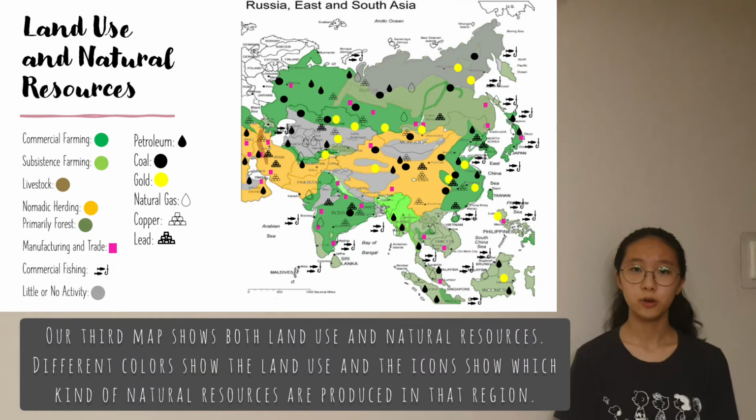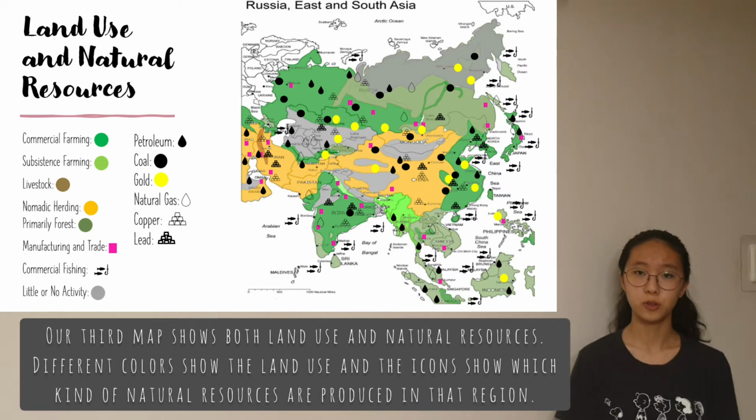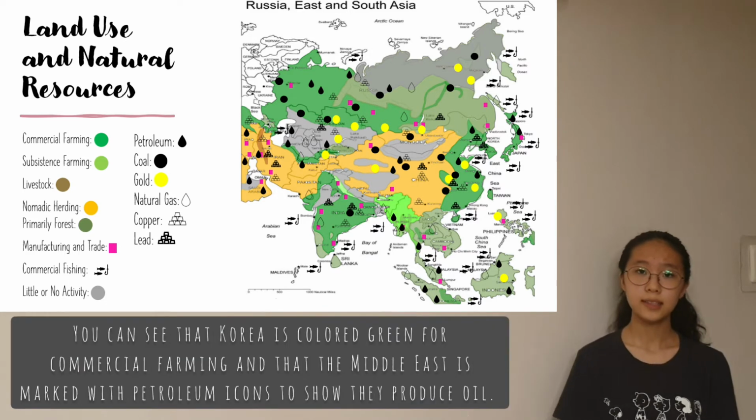Our third map shows both land use and natural resources. Different colors show the land use, and the icons show which kind of natural resource is produced in each region. You can see that Korea is colored green, which means commercial farming, and the Middle East is marked with petroleum icons, which mean they produce oil.